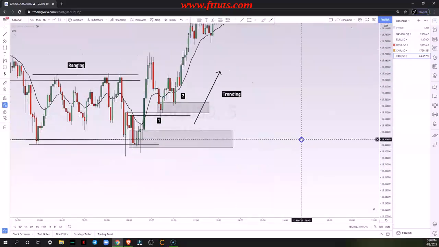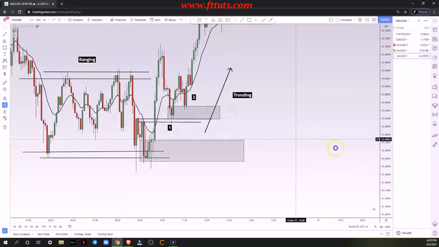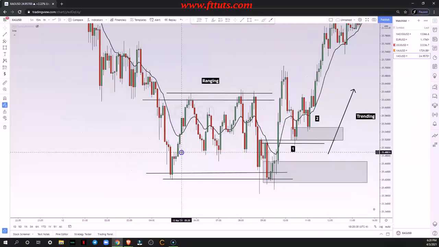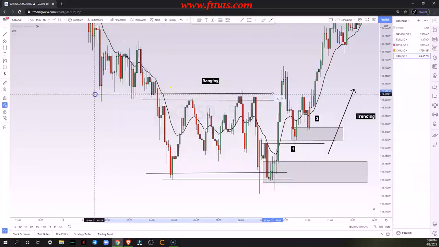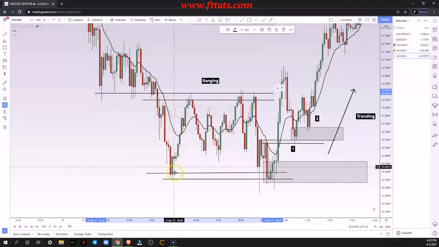All right, so we have a lot going on here. So let's start with the ranging market first. So this is a key level right here. It's a key level. So the market pushes down, pushes back up. I'm marking up that low. It pushes up here. I'm getting in for this sell because this is just a regular support and break and retest type of entry.